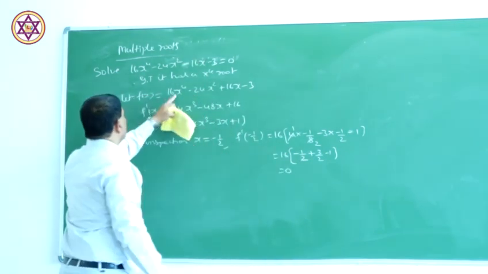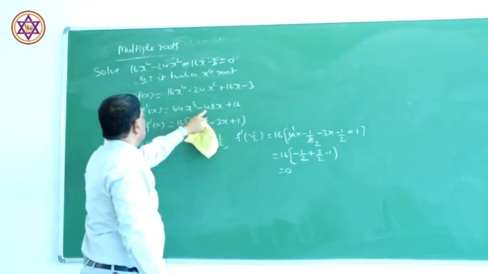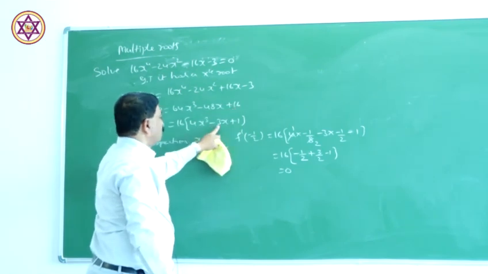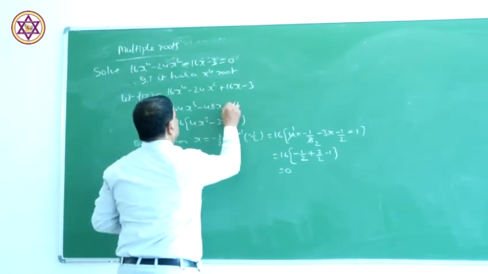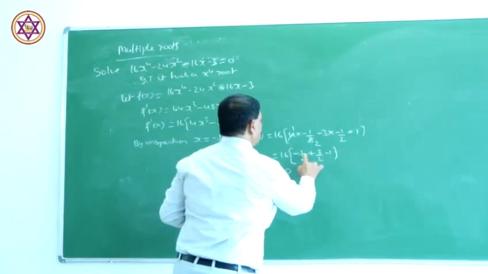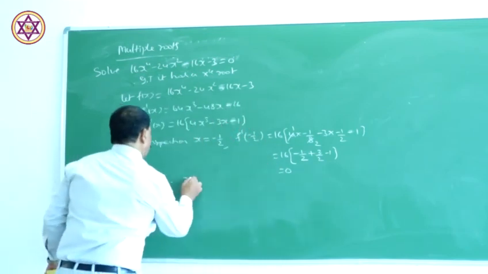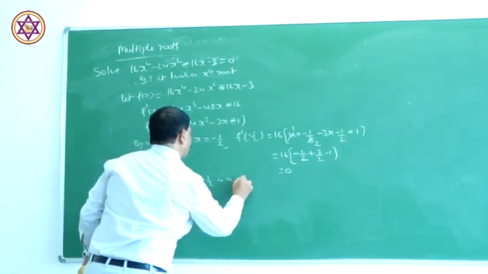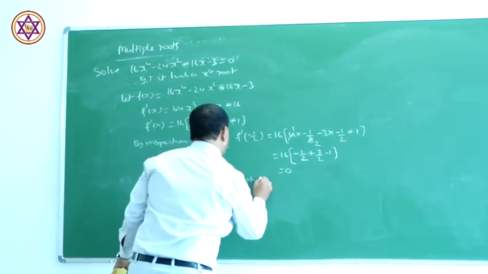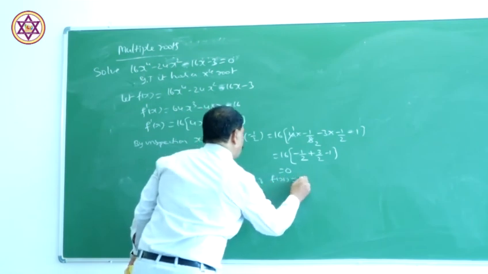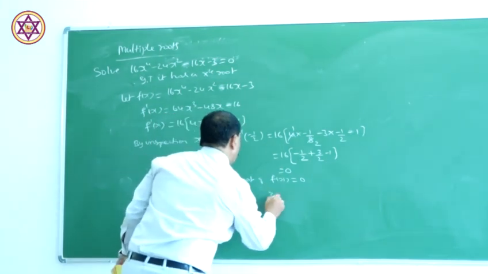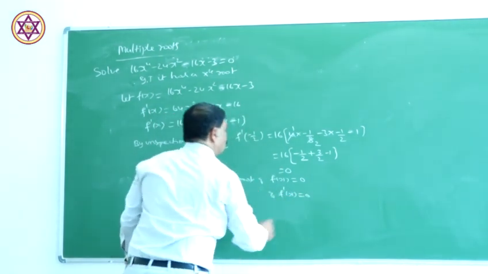So here we get 64x³ − 48x + 16. So we get 3 by 2, this one is minus 16. Sorry, we get like this, so 3 by 2, so 0. Therefore, x is equal to minus half is a root of f of x is equal to 0, x is equal to minus half is a root of f dash of x is equal to 0.